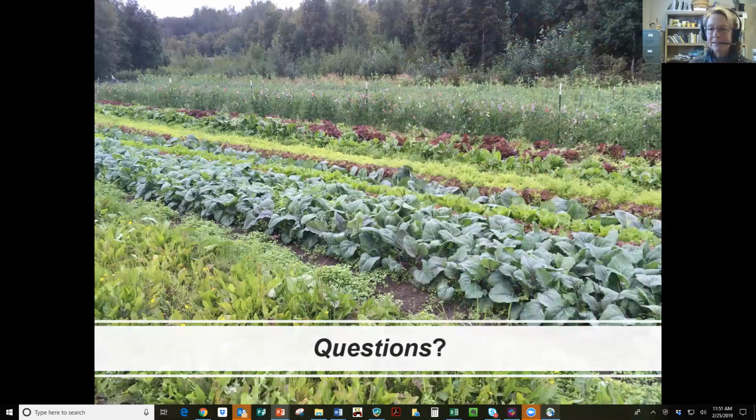Okay. Now we're at the question spot here. So if you have questions, go ahead and type those into the question box at the bottom of your screen. We have one question, Kate, and this is about how you stored your fleeces. Did you store them all raw, not washed or processed?